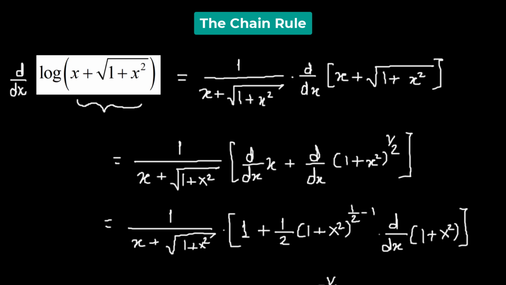So the derivative of this particular function, let me write it down here, is 1 over square root of 1 plus x squared, and we find its derivative with respect to x. So let's move on to the next question.